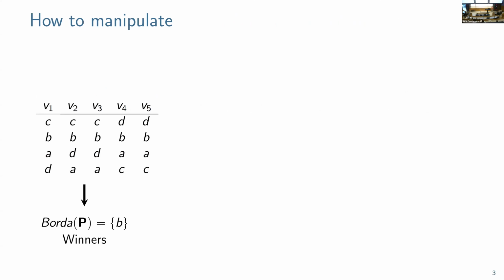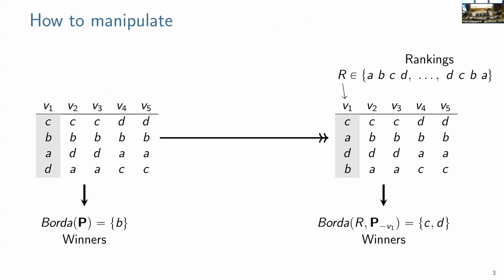So here's the classic setup on how to manipulate. You have 5 voters here. We use Borda. We see the Borda winner here is B. It turns out that the first voter, V1, could submit a different ranking of their candidates. And that would result in an outcome CD. And arguably, that might be better for voter 1.